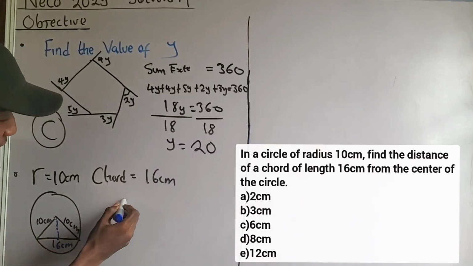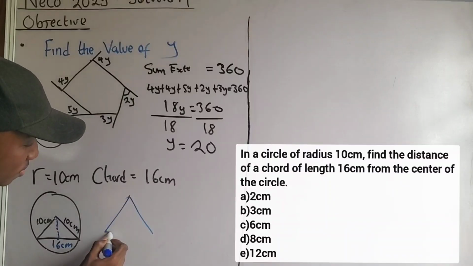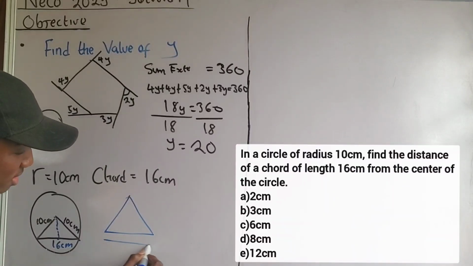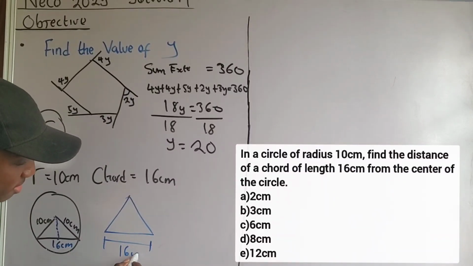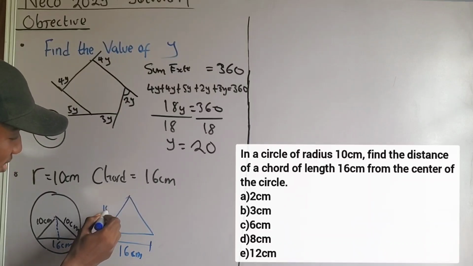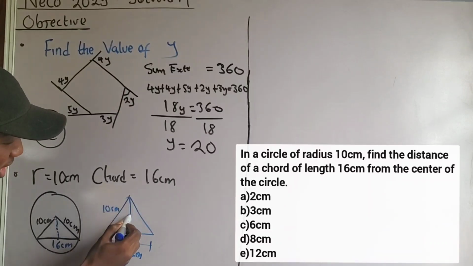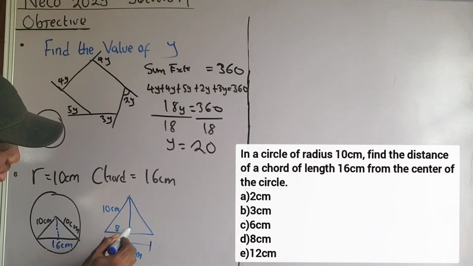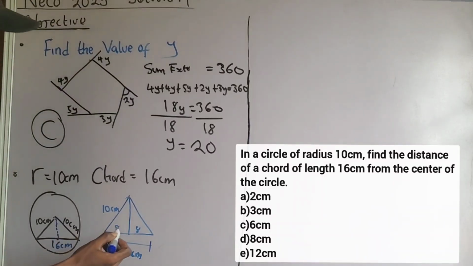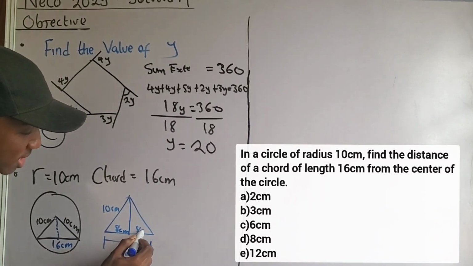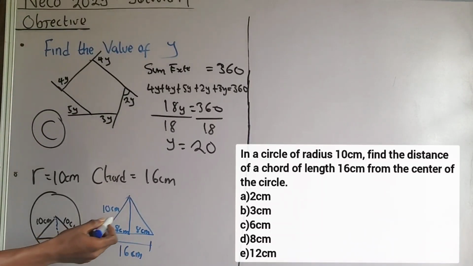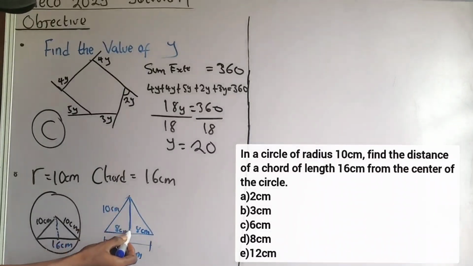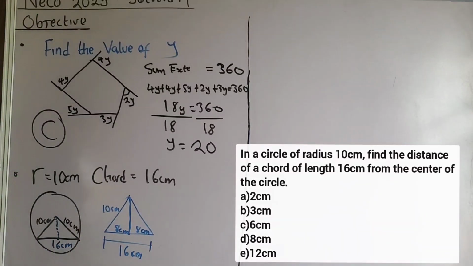Now, let's bring out the triangle. If the total length here is 16 cm, and this is 10 cm, if I cut the line into half, this will be 8, and this will be 8. You understand? This will be 8 cm, and this will also be 8 cm. So if I want to get this distance, I can make use of Pythagoras theorem. Do you understand? If you didn't understand, listen to the explanation again.